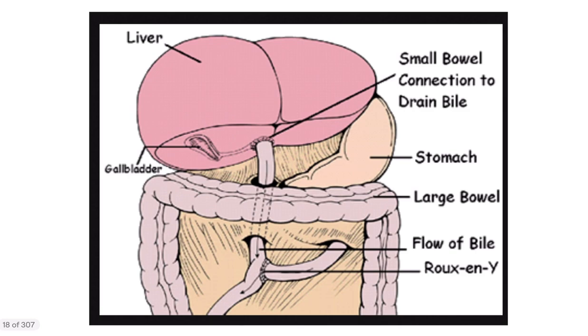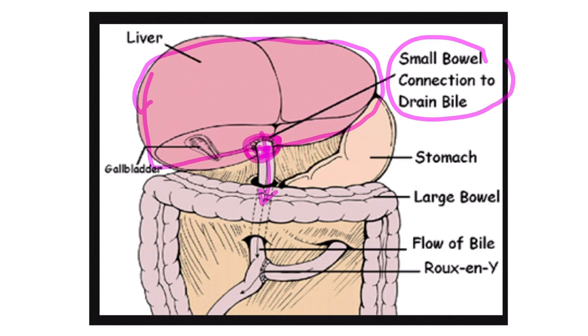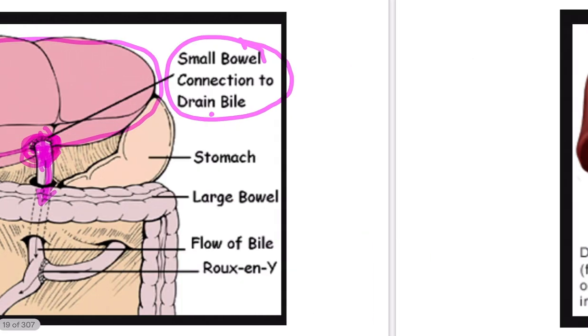So let's see the operation. Here we can see this is a normal liver, and there is the common bile duct or bile duct starting. We can anastomose this bile duct with the small bowel. The small bowel is connected to the bile duct or common bile duct, or the right or left hepatic duct, and from there the bile goes to the small intestine.